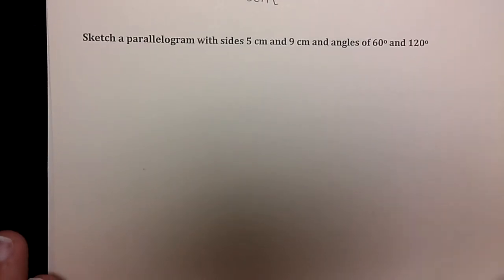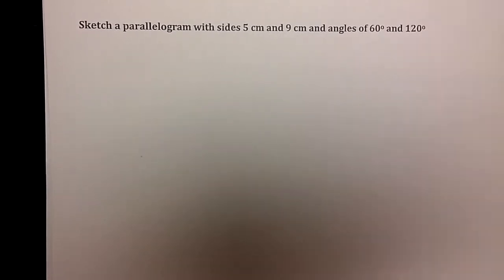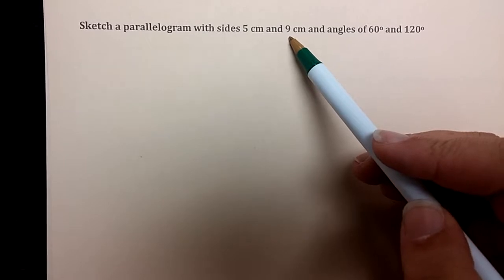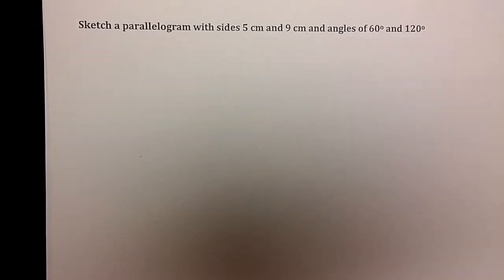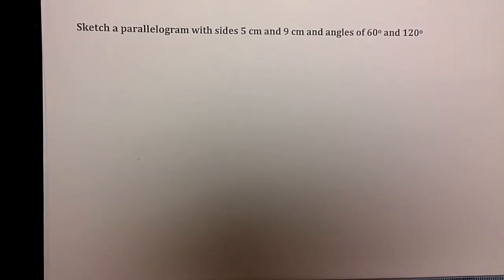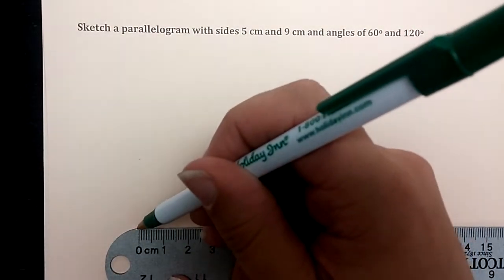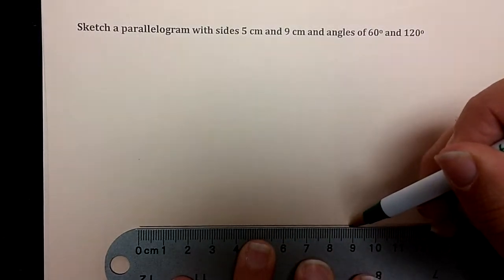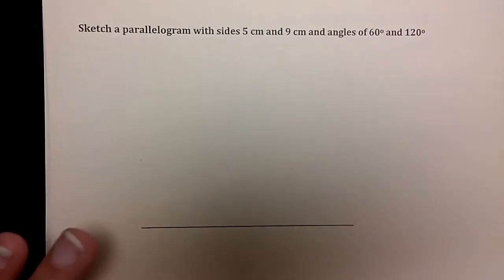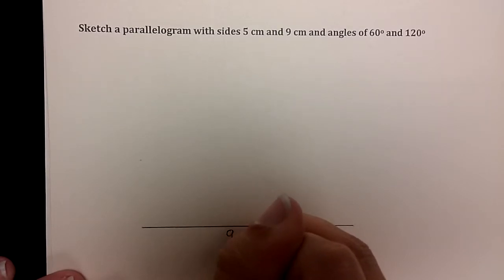Next, it asks us to sketch a parallelogram with sides of 5 centimeters and 9 centimeters and angles of 60 degrees and 120 degrees. Now remember, parallelograms have opposite sides congruent and opposite angles congruent. Okay, so 2 of the sides are 5, 2 are 9 centimeters, 2 angles are 60, 2 angles are 120. They're opposites. So I'll start this one off by using my ruler to draw a side that's 9 centimeters long. So I'm going to draw my side that's 9 centimeters long.